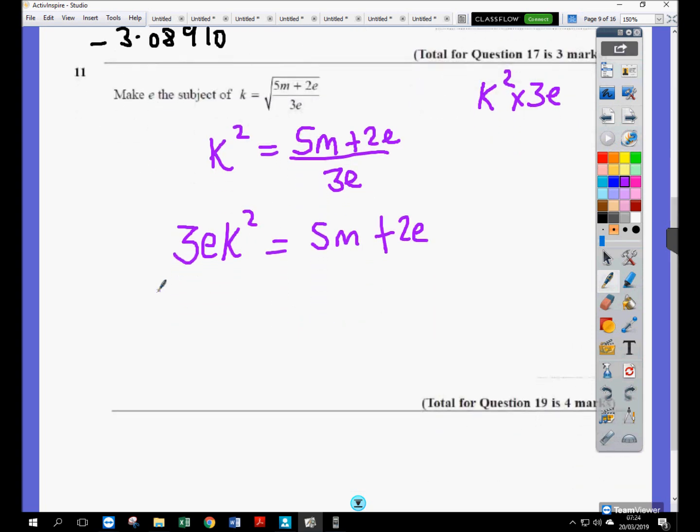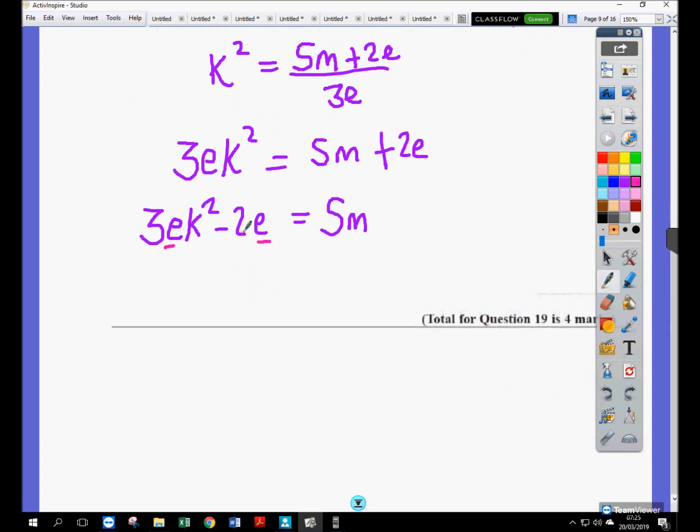Now we're trying to make E the subject, so we need to gather all the E's into one side. So I'll gather them on the left-hand side. Now, the letter we're interested in is repeated. So what we need to do now is to factorize that letter out. So E brackets 3k squared minus 2 is equal to 5m.